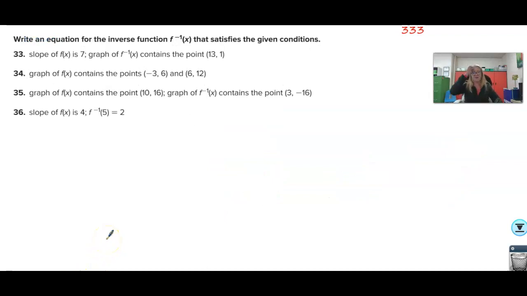Here's where I wanted to get. Okay, this will be my last example for this video, and I will do several of these in class, and I'll do them on both days so everyone gets to see them. Write an equation for the inverse function that satisfies the given conditions. Okay, this one has the slope of f of x is 7. The graph of f to the negative 1 of x contains the point (13, 1).